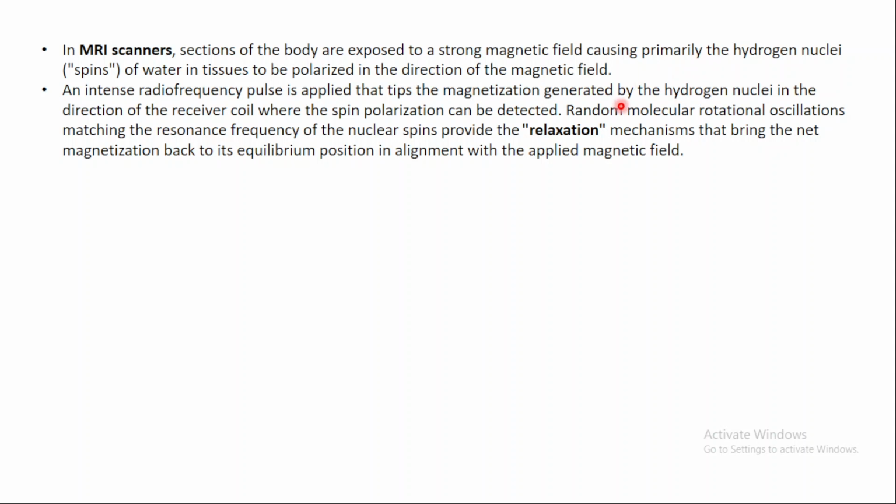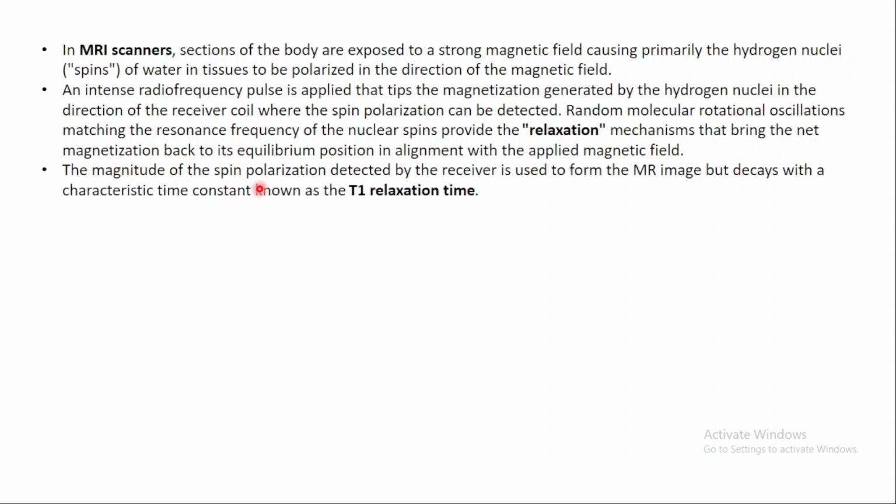We measure how much the hydrogen nuclei have polarized in the direction of the magnetic field. Random molecular rotational oscillations matching the resonance frequency of nuclear spin provide relaxation mechanisms that bring the net magnetization back to its equilibrium position in alignment with the applied magnetic field. So now that we have excited the hydrogen nuclei in response to the strong magnetic field, we allow them to relax back to equilibrium with random molecular rotational oscillations.